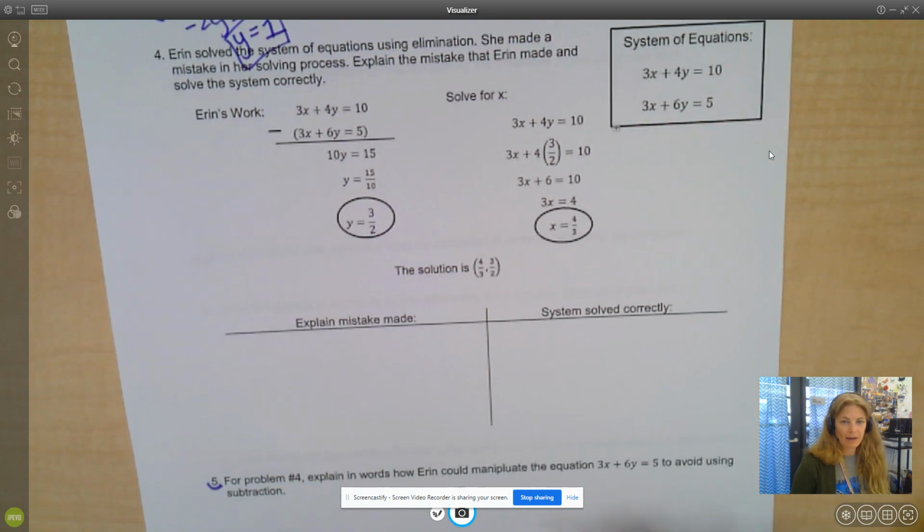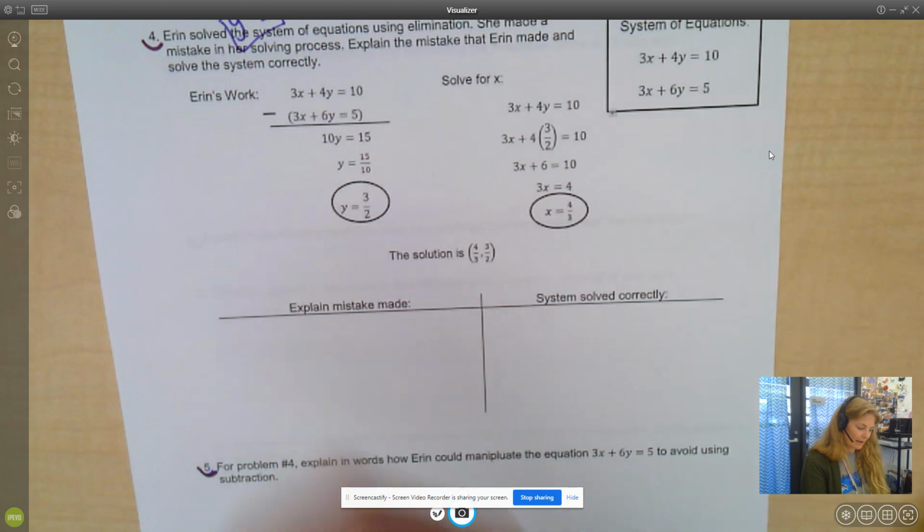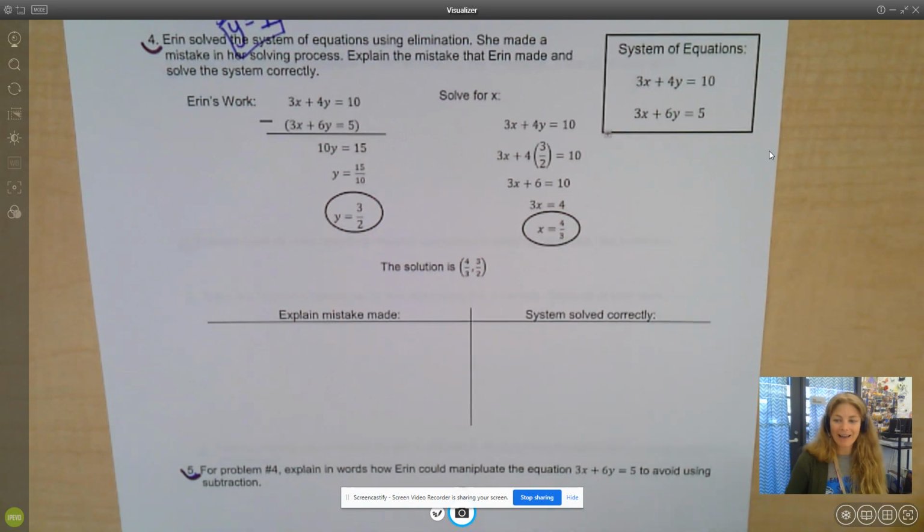Okay, well, let's take a look at number 4. Number 4, Aaron made a mistake. I'd like you to finish number 4 and 5. Go ahead and look at number 4 and 5, and we will go over that in just a second.